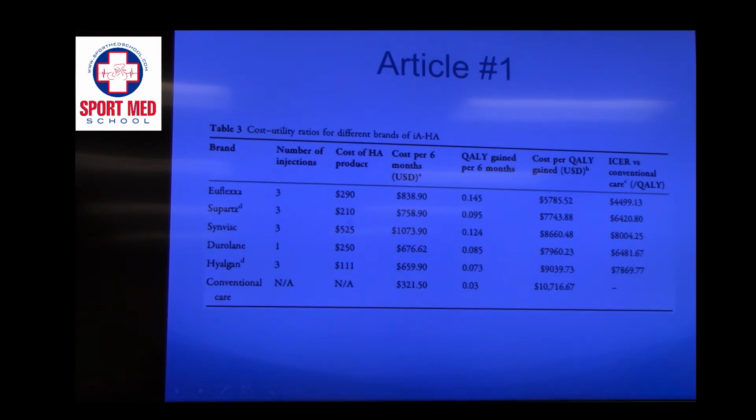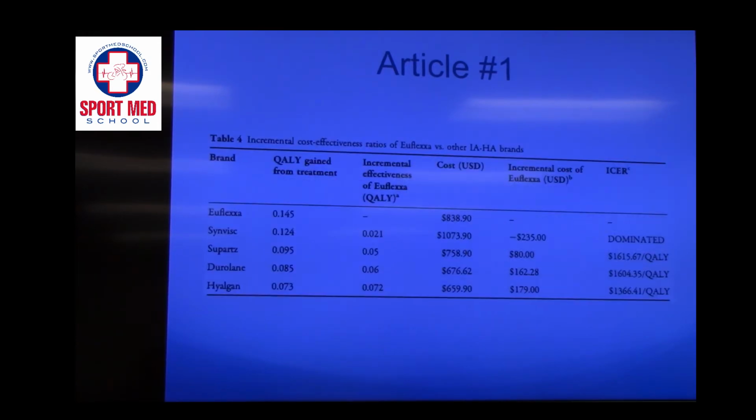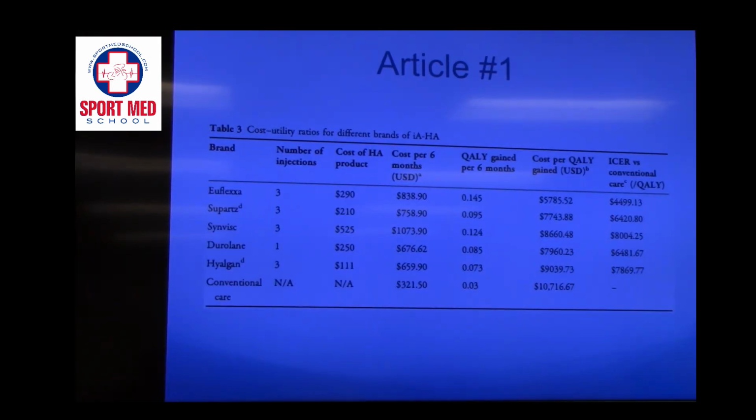It compares their cost, but then they also calculated the cost per treatment of 6 months, which I like that they did because the cost at baseline can be not too different, but then over 6 months it could be significantly different. So how they did this is they came up with this formula: the cost of the product plus $43. This is in US figures, and that's the initial assessment code, plus the number of injections at $61, which is the cost of a visit with injection, and then plus the cost of conventional care, because all these studies also included conventional care in addition to the hyaluronic acid treatments. And then they came up with the cost per 6 months in the third column there, and then they calculated a cost per quality adjusted life year gained.